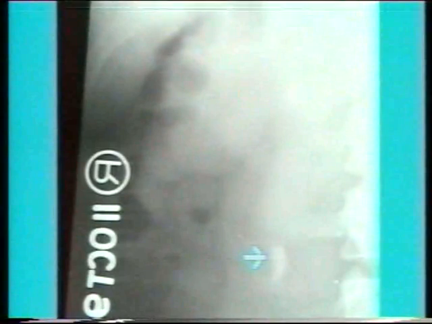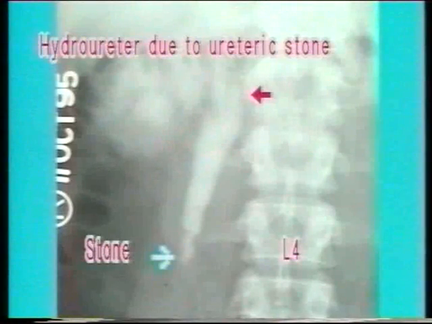A more common cause of ureteric obstruction is a ureteric stone. Note this stone at the level of the fourth lumbar vertebra. The IVP shows a hydroureter and hydronephrosis. The ureter proximal to the stone is dilated.